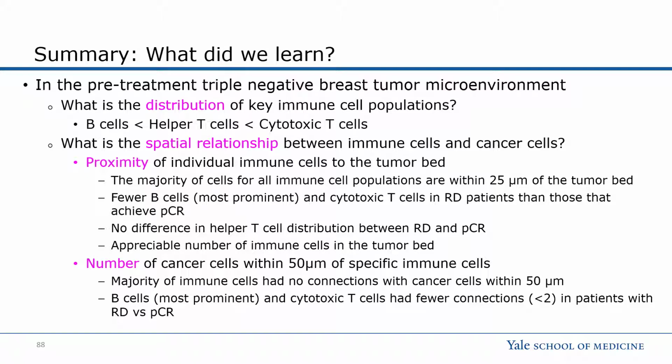So in summary, what have we learned overall? In the pretreatment triple-negative breast cancer tumor microenvironment, we see that in the distribution of the immune cells, we have more cytotoxic T cells than we do helper T cells and B cells, which is again confirmation of the function. When we look at the spatial relationship for proximity of individual immune cells in the tumor bed, we find that the majority of cells for all immune cell populations are within 25 microns of the tumor bed.